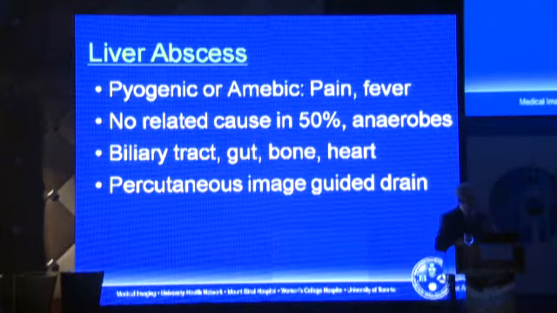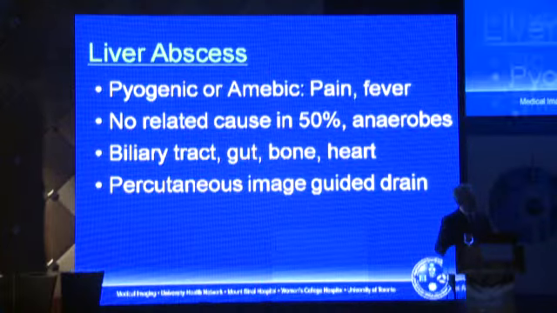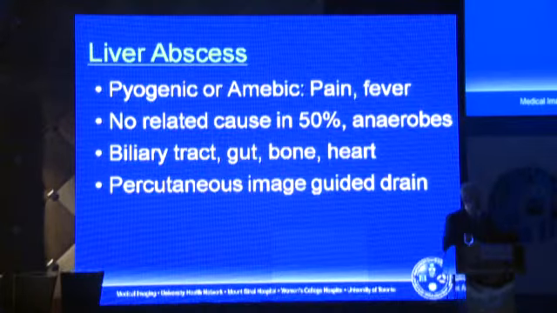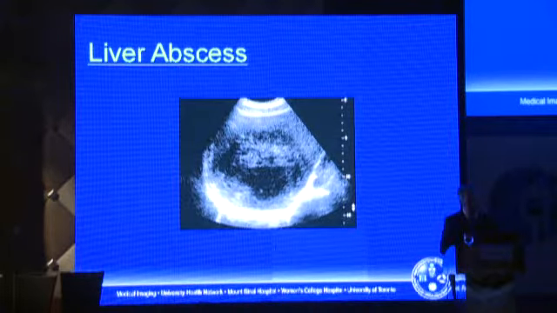Liver abscesses, not uncommon at all. They can be pyogenic or amoebic. They'll mimic acute cholecystitis. Often there's no related cause, but often infection will have spread from the bile ducts or from the gut, such as in acute diverticulitis or acute appendicitis. And occasionally it will spread via the hepatic artery from chronic infection elsewhere in the body, such as infective endocarditis or chronic osteomyelitis. And most liver abscesses today are managed by percutaneous image-guided drainage.